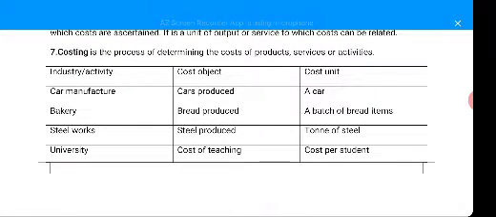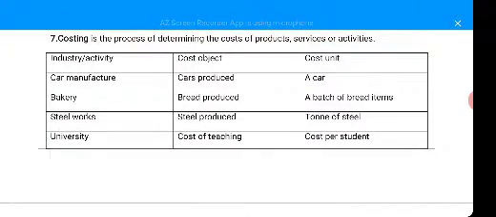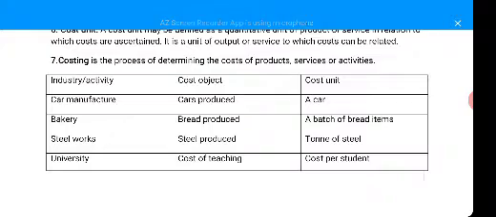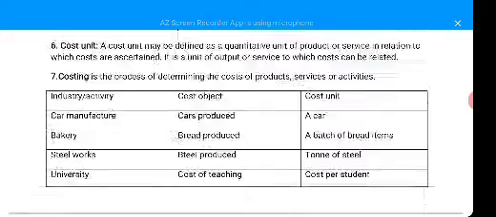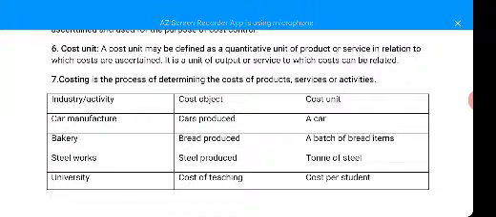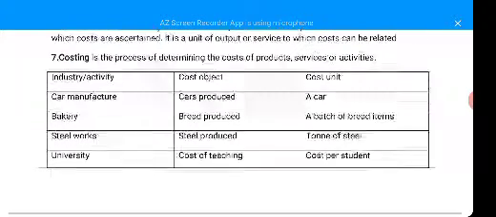Now let's look at examples of activities, cost objects, and what the cost units are. Let's look at a particular industry, car manufacturers. The cost object, that is, what are they producing? The cost object is a car. The car they produce is the cost object, while the cost unit is the cost of producing a car.